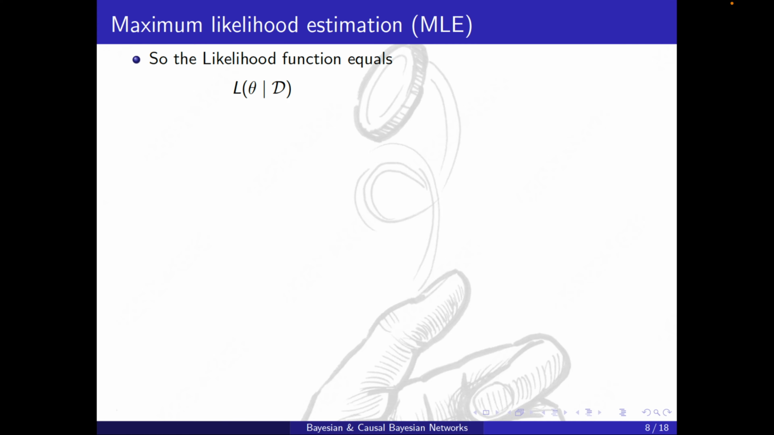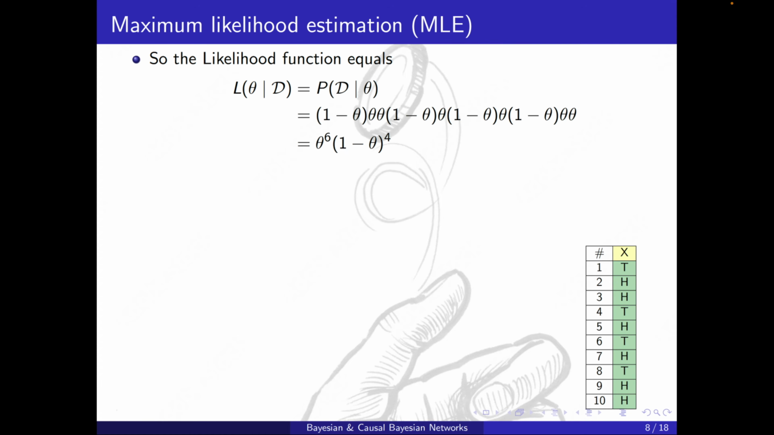So the likelihood function equals probability of data given theta, which I can calculate instance by instance. The first instance was tail, so I put 1 minus theta. The second one head, I put theta. Third head, theta, and all the way until I get all the 10 instances, and that will result in theta to the power of 6, 1 minus theta to the power of 4.